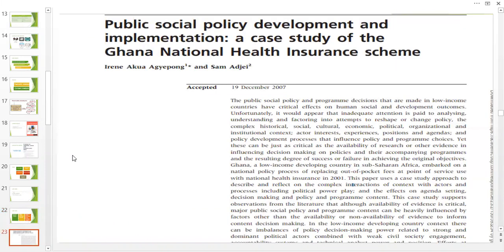This is another example, which is public policy development and implementation, a case study of the Ghana National Health Insurance Scheme. In this, a detailed, in-depth understanding of the National Health Insurance Scheme is done.